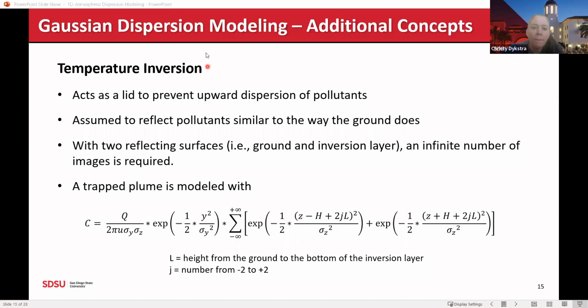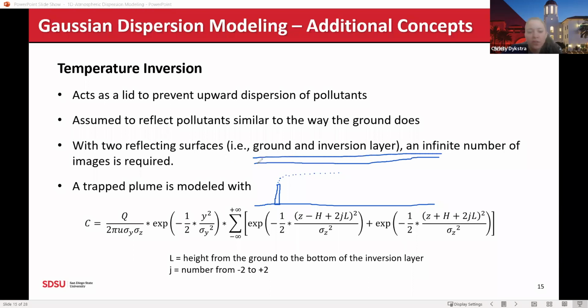So what I'm going to try to draw here for you is that, let's say we have our little stack right here, and I'm going to just draw the plume center line here. And so eventually it kind of stabilizes, right? And then this is going to be the ground right here. And then let's say this is our temperature inversion layer right above it. This is our inversion layer. Right? And it acts sort of like a lid, as I mentioned.